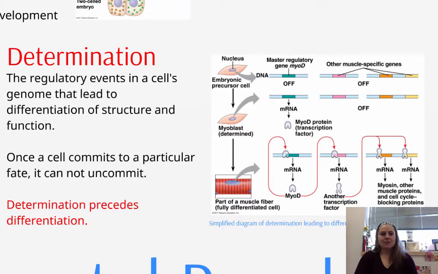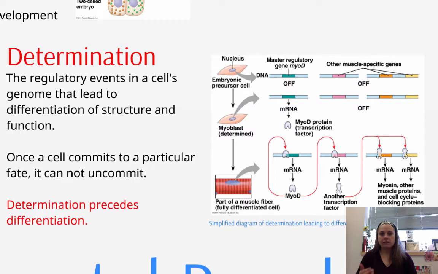So determination, as I just said, is the regulatory events in the genome that lead towards a differentiation in the structure and the function of those cells. Once a cell commits to that particular pathway, it can't uncommit. So you go from a cell that is basically totipotent, where it can become anything, to a pluripotent cell, which means that it's kind of down the pathway, but it can differentiate into a number of cell types. But once it hits that pathway, it's gone, and you can't really turn it back. We thought naturally they can't be turned back.